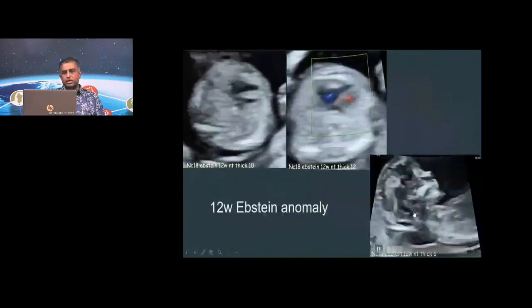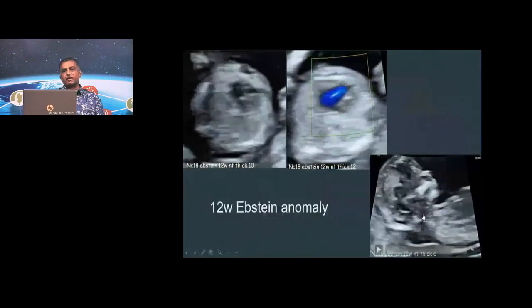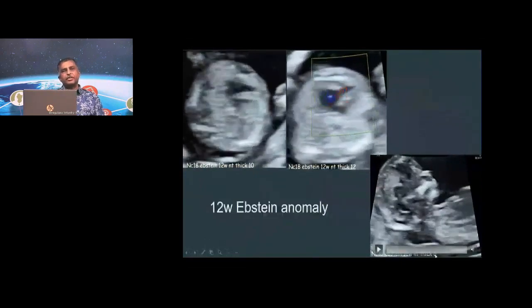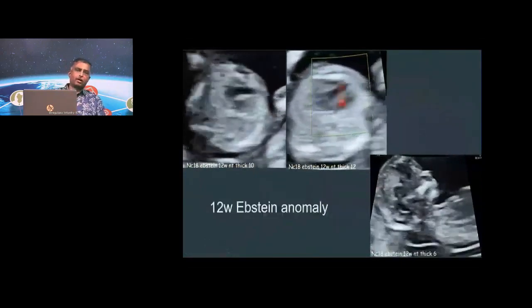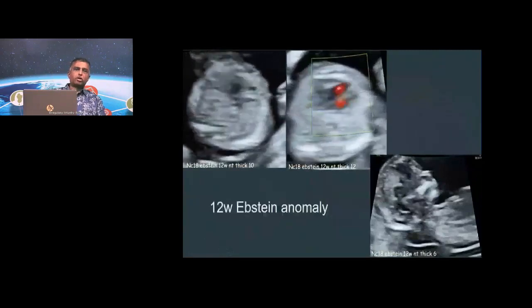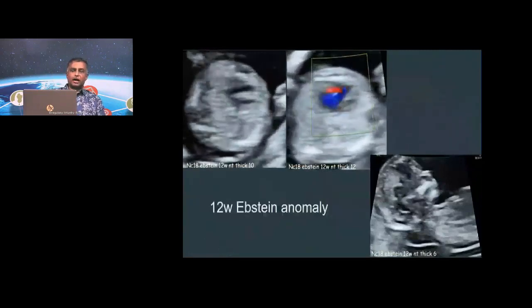Look at the nuchal translucency. Nuchal translucency definitely is thick, telling us that yes, a thick nuchal translucency is not only a marker of aneuploidy, it's also a marker for congenital heart disease.